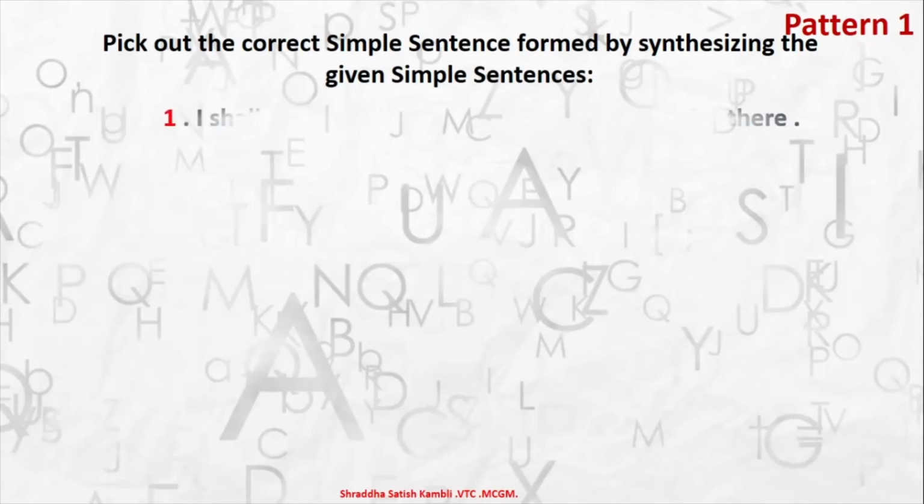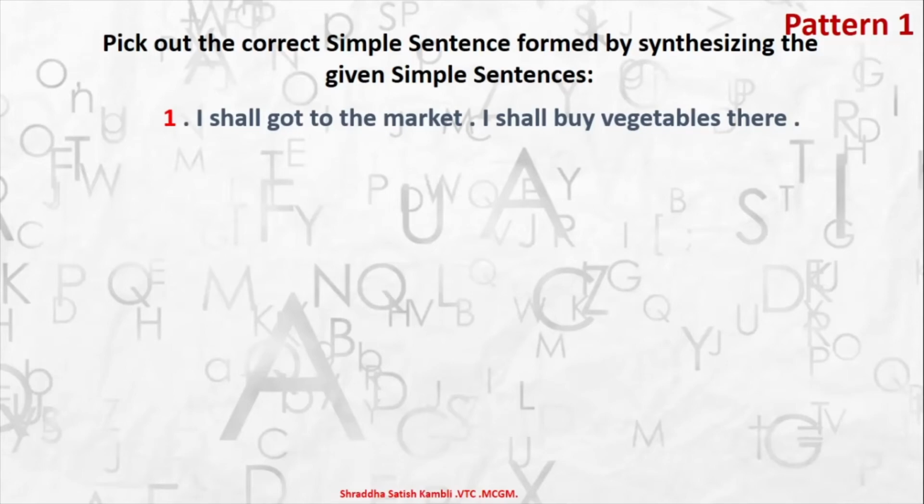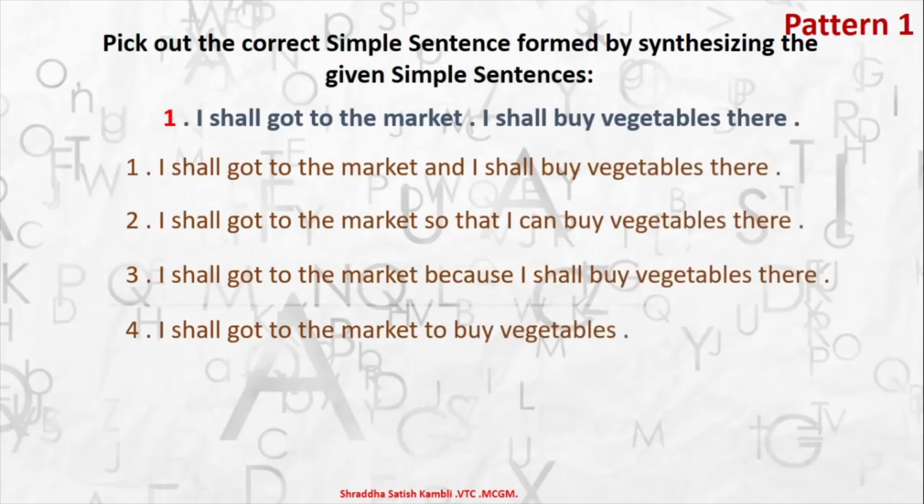So you have these two simple sentences. I shall go to the market. I shall buy vegetables there. So you have two sentences where one is saying I shall go to the market, independent clause. I shall buy vegetables there, independent clause. You have to combine them and make a new simple sentence. So now you have combined them and made the sentence also. Now which one of these will be the right answer?